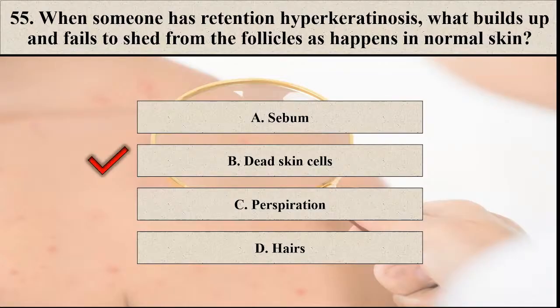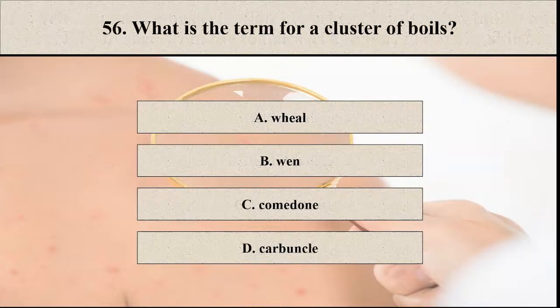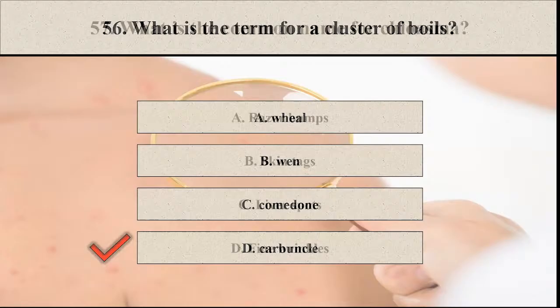If you chose B, dead skin cells, you are correct. What is the term for a cluster of boils? Is it wheal, wen, comedone, carbuncle? If you chose D, carbuncle, you are correct.